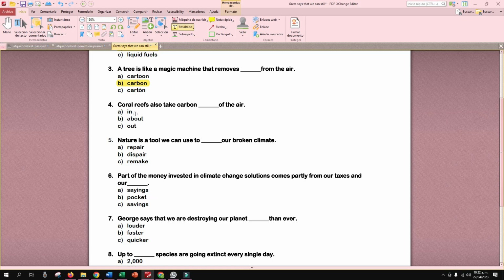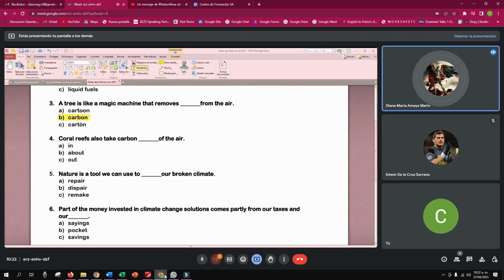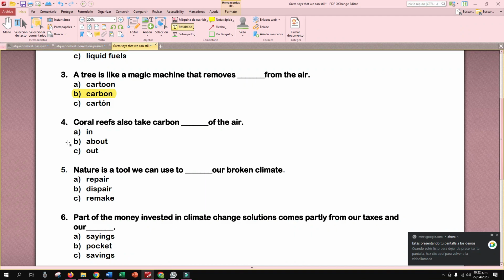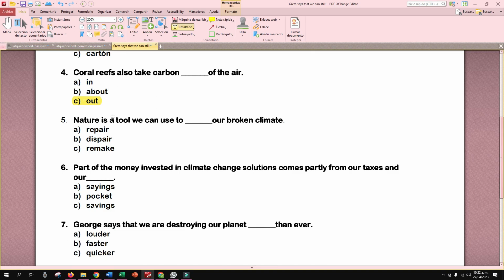So coral reefs also take carbon in, about, or out of the air? Which could be that one? Out, right? Yes. So coral reefs also take carbon out of the air. That is like a cleaner machine, right?